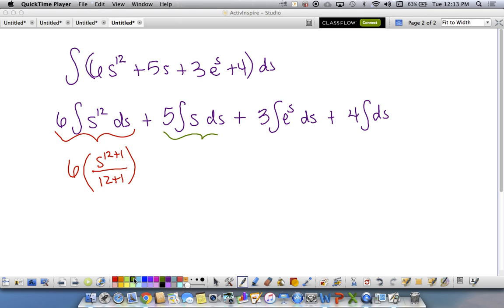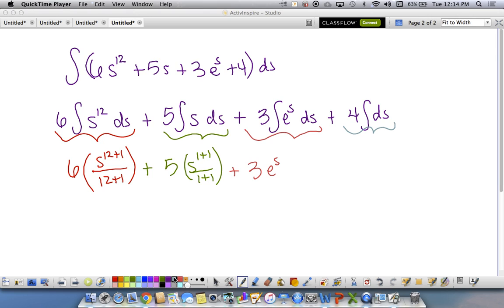The next piece, 5, I'm going to go ahead and put the plus, 5s to the 1 plus 1 over 1 plus 1. Okay? Next, I'm going to take this piece. I'm going to put that plus sign. I'm going to have my 3, e to the s. What's the integral of e to the s? Simply e to the s. So that one wasn't that big of a deal.